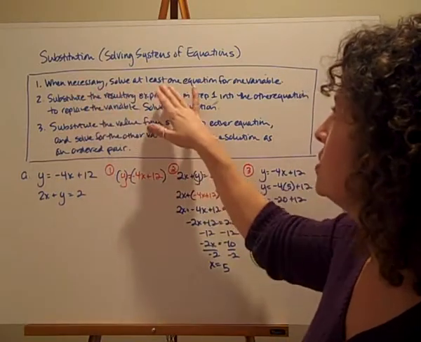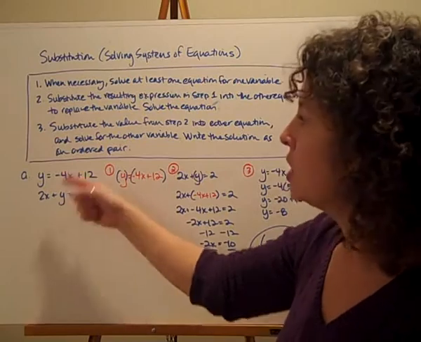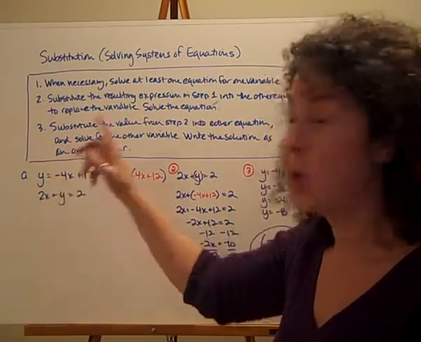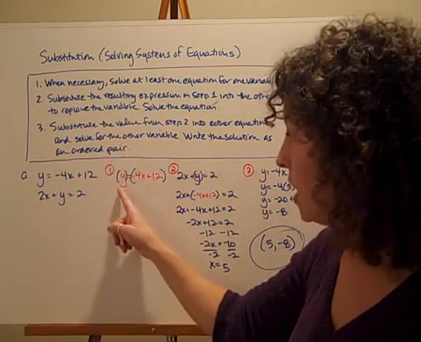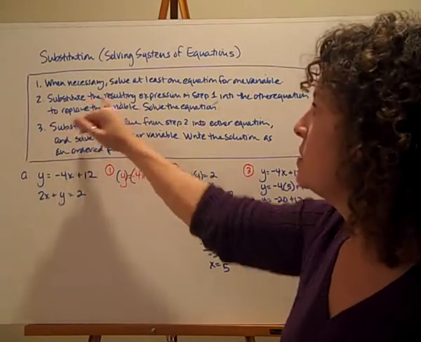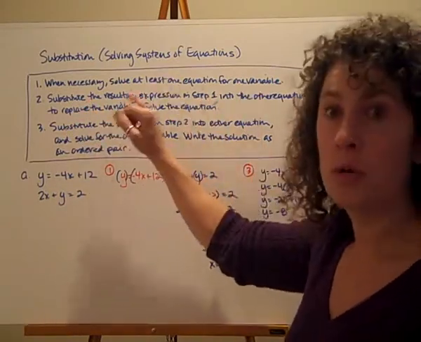First step, when necessary, solve at least one equation for one variable. So I have these 2 equations here. You'll notice that my first equation is already solved for a variable. It says y equals. So my first step is pretty much done. Now for my second step, I'm going to substitute the resulting expression from step 1 into the other equation to replace the variable.